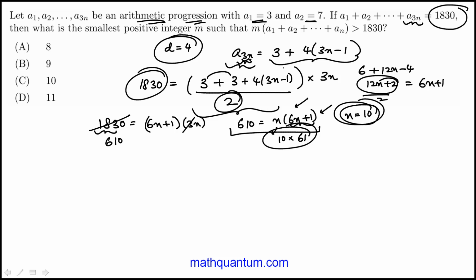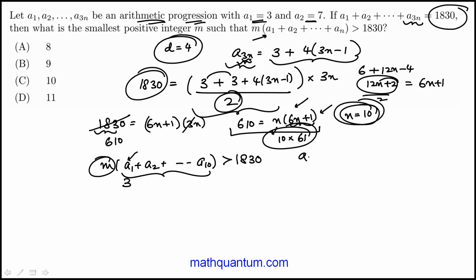Now, once you know what n is, and if I apply that to this condition, what we're saying is: sum to the 10th term, what does this number need to be so that the sum is greater than 1830? We know our first term is 3, and I can find the 10th term, which would be the first term plus the common difference times 9, because it's 10 minus 1, and that would be 39.